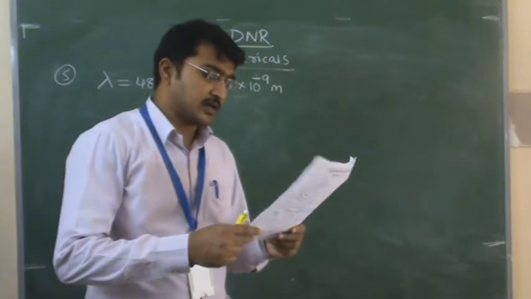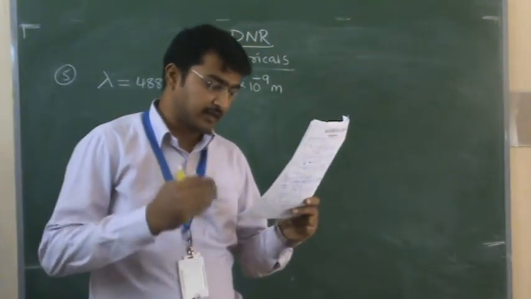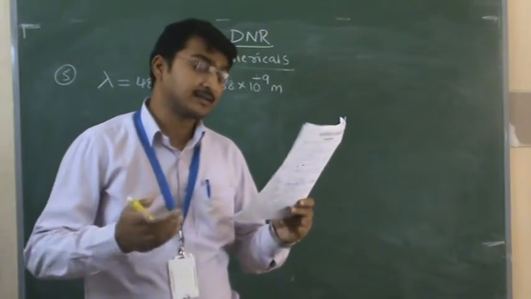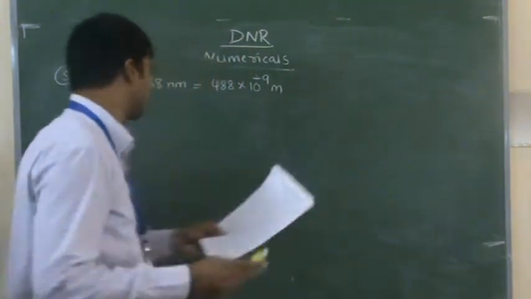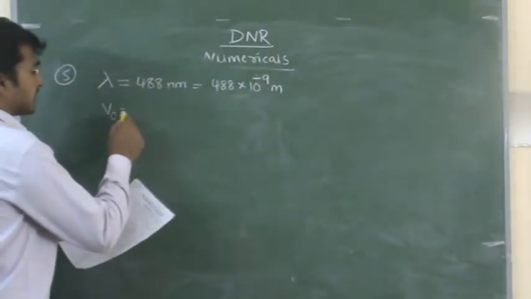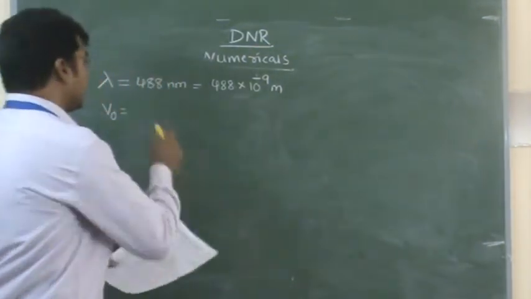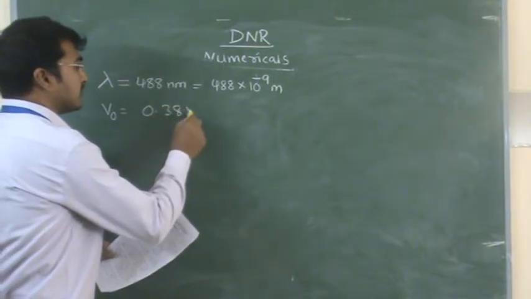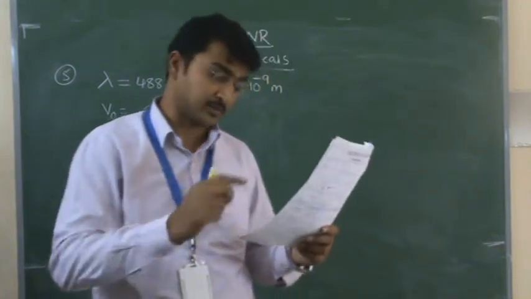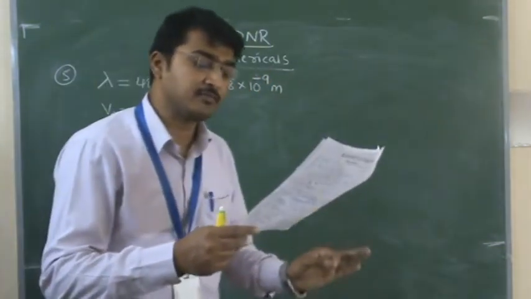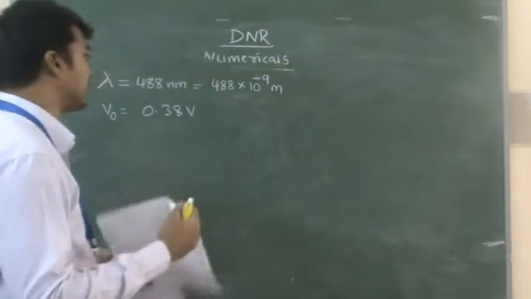When the light from this spectral line is incident on the emitter, the stopping potential or the cutoff potential of photoelectrons is 0.38 volts. When light of this wavelength is incident on it, they observed that the cutoff voltage is 0.38 volts. We know that cutoff voltage is nothing but where the photoelectric current becomes zero, or the stopping potential. Find the work function of the material from which the emitter is made. Okay, work function we should find.